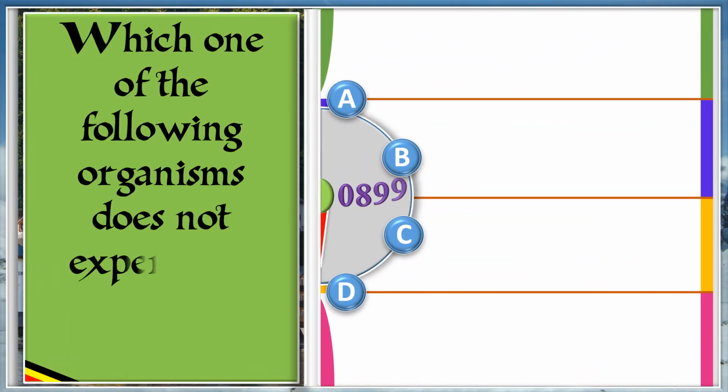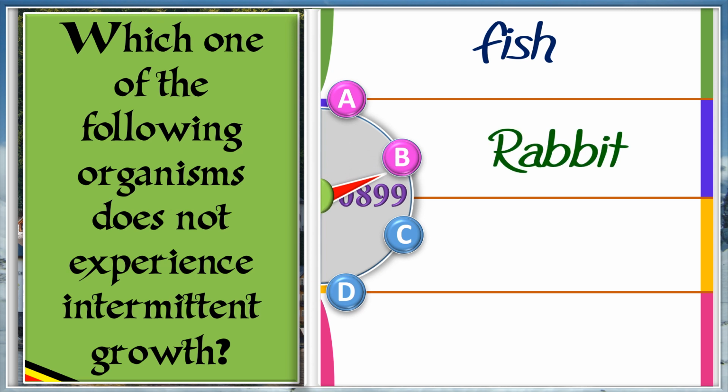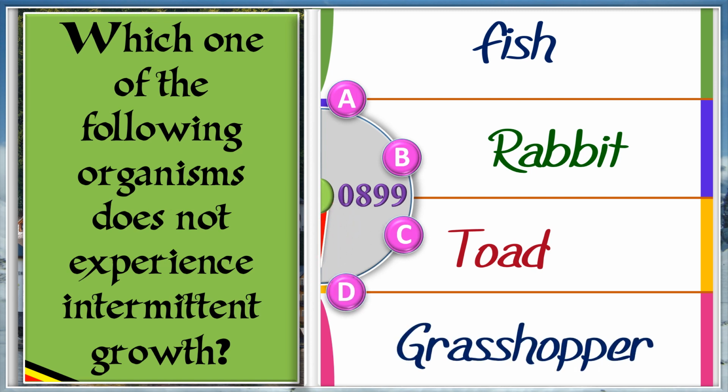Which one of the following organisms does not experience intermittent growth? A. Fish. B. Rabbit. C. Toad. D. Grasshopper. And the answer is B. Rabbit.